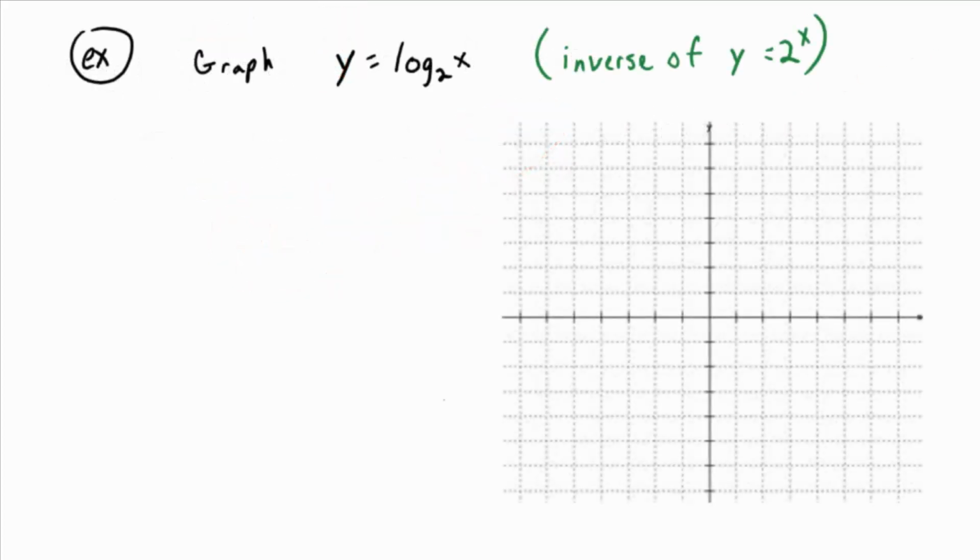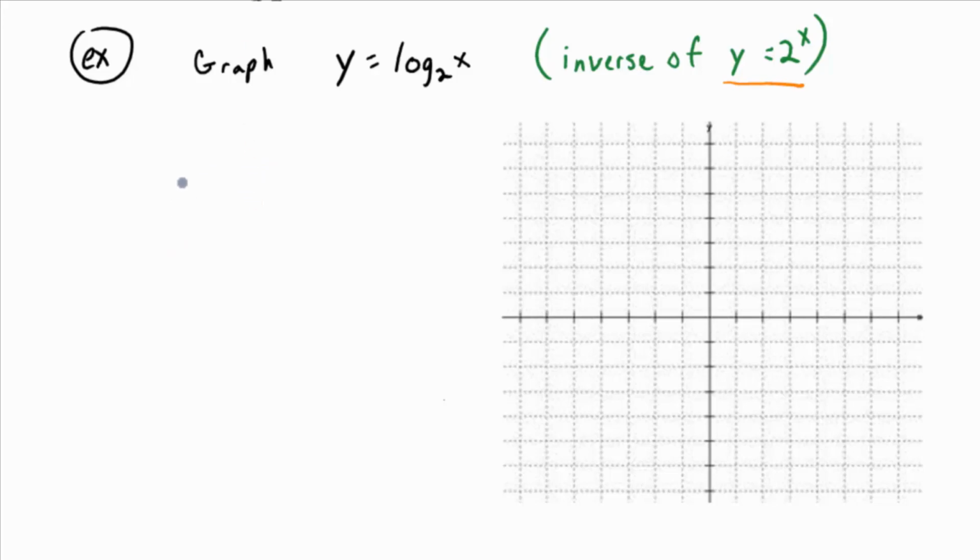Okay, in this example, let's graph y equals log base 2 of x. And I just note here that that's the inverse of y equals 2 to the x, which we graphed last week, remember. So we're essentially graphing the inverse of the exponential function y equals 2 to the x when we graph y equals log base 2 of x. So you don't know a whole lot about logarithms, except you do know how to convert forms. So what could you do if you want to graph this by hand?